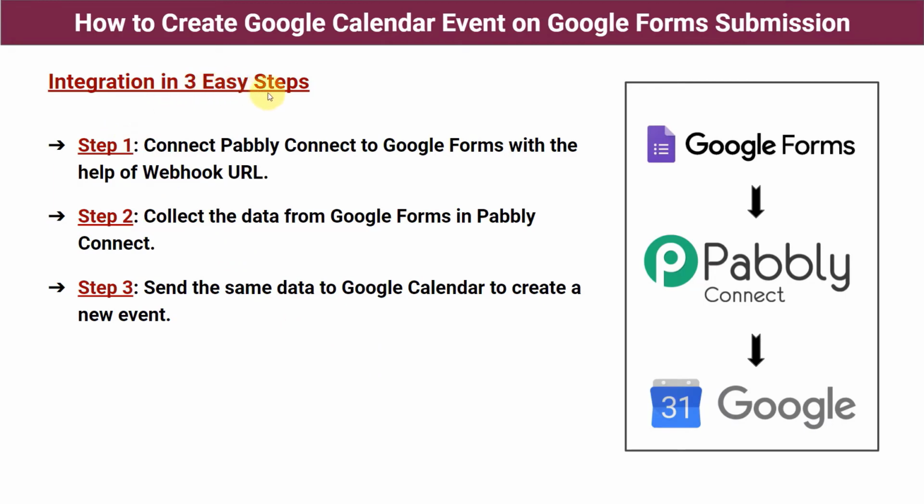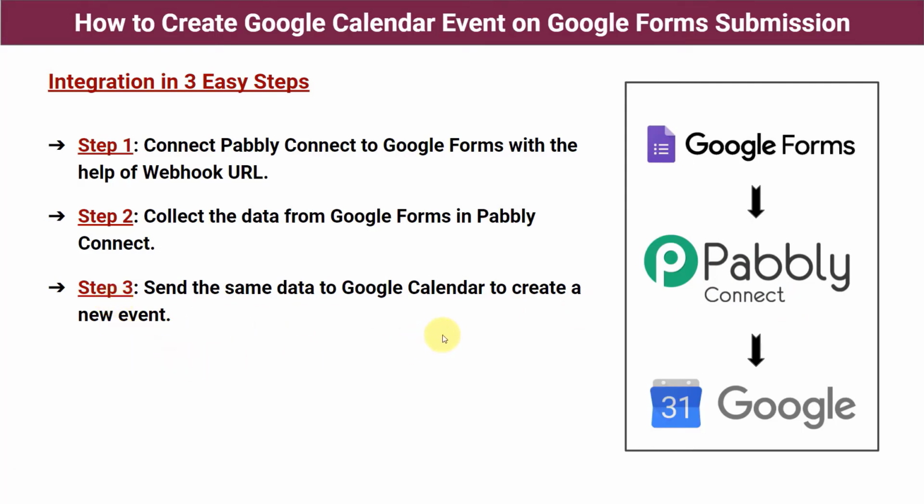So guys, these are the 3 easy steps by which you can also make this integration and automation between Google Forms and Google Calendar. Step 1 is connect Pabbly Connect to Google Forms with the help of a webhook URL. First of all, we are going to open Pabbly Connect, and with the help of a webhook URL, we are going to connect our Google Form with Pabbly Connect. Step 2 says collect the data from Google Forms in Pabbly Connect. So in the second step, we'll submit a new form and collect the data from the form submission here in Pabbly Connect. And step 3 says send the same data to Google Calendar to create a new event.